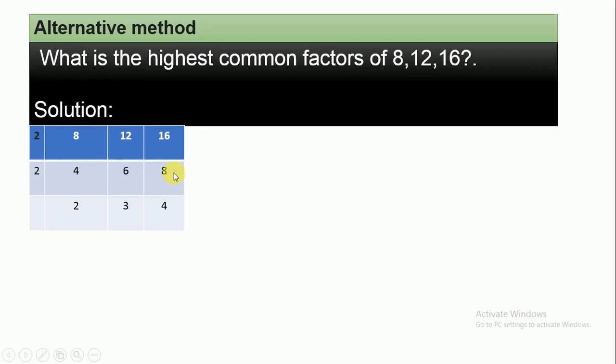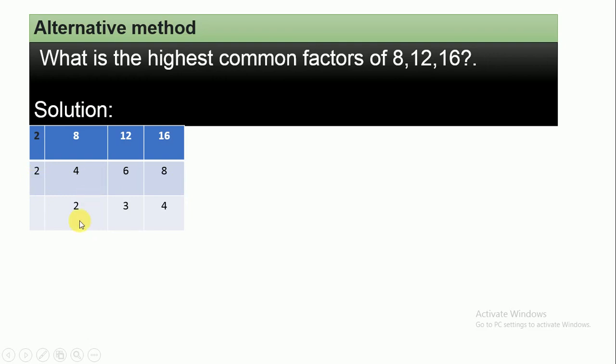What you should note is you have to use prime numbers that go straight in the numbers in consideration. 2 goes in 8, 12, and 16. That's why we start with 2. 2 in 8, 4. 2 in 12, 6. 2 in 16, 8. If you also check 4, 6, and 8, what goes in them? 2 goes. That's why we are using 2.